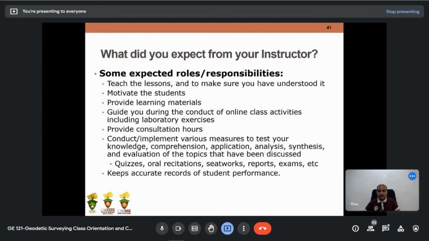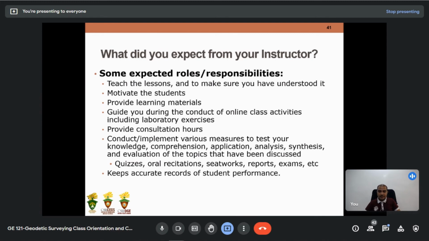Second is motivate the students, no. We are going to motivate you that whatever happens, that's a challenge, no, and kana no nga mga tendency nga kanang almost na mawad na gana ang estudyante na maskwela. So we are here as your instructor to motivate you to continue learning. Next is to provide learning materials like this one, kaning mga PDF, no, and presentation na among gibuhat.